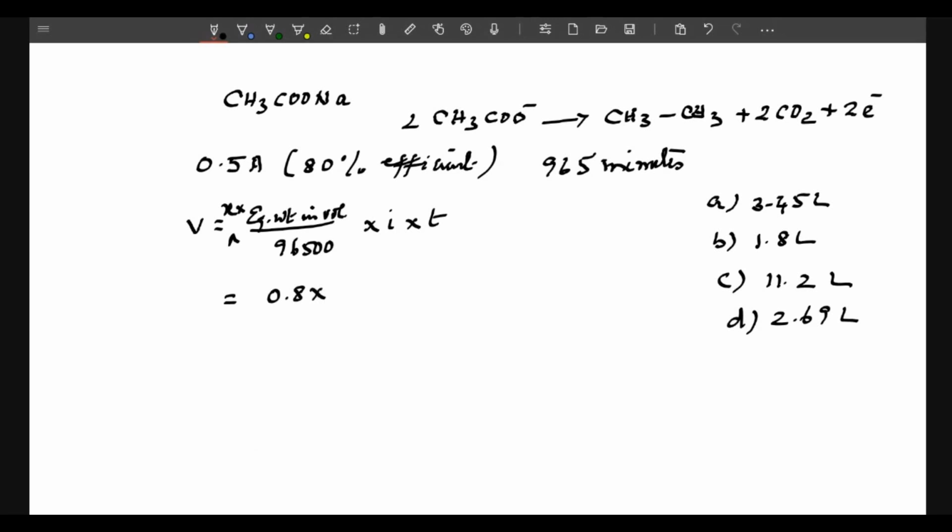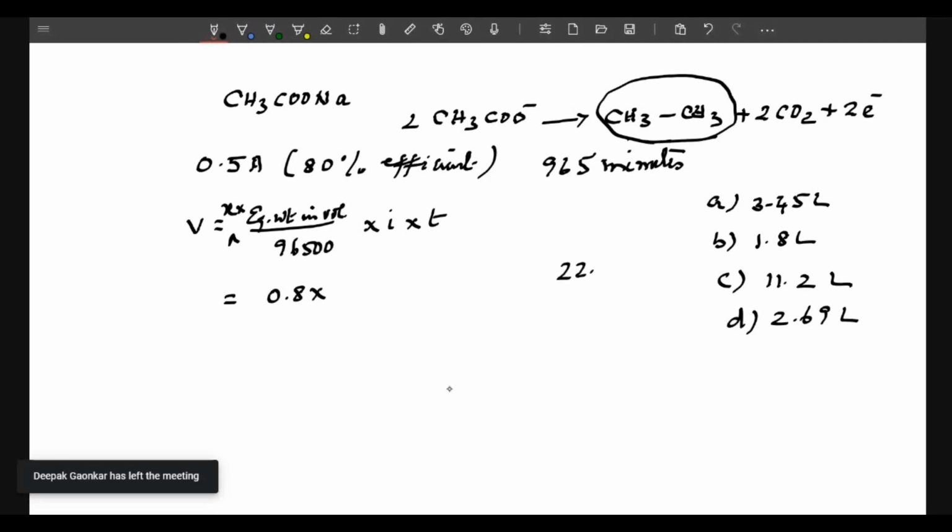And equivalent weight in volume. Here, ethane gas is obtained. How many moles are obtained? Only 1 mole of gas is obtained. 1 mole of gas is equal to how much? 22.4 liters at STP.